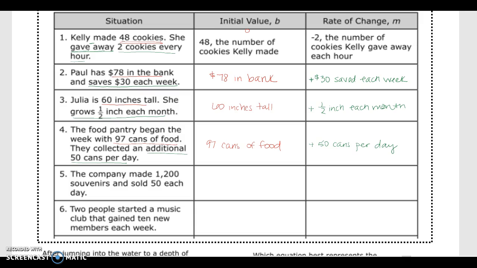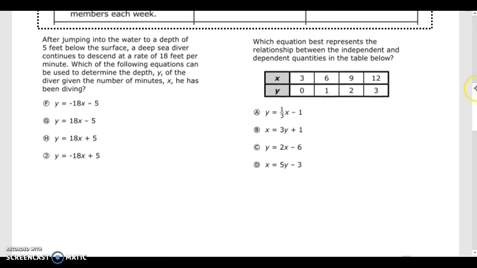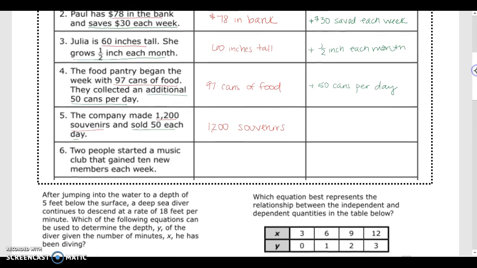Okay, the next one, it says the souvenir company made 1,200 souvenirs. So that's our starting point. 1,200 souvenirs. And then they sold 50 each day. So sold means taking away. So we're going to subtract 50 each day.